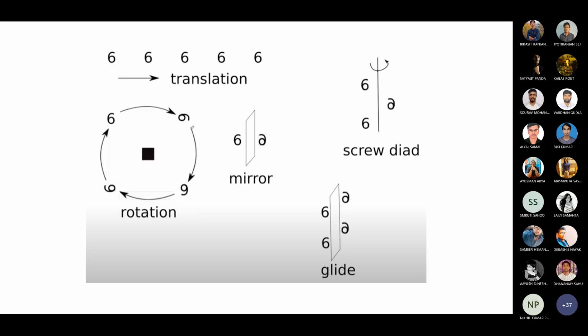Then rotation: after a certain angle, if things are repeating, you see the same thing, then you tell that it is rotational symmetry. And if you have a mirror image of some atom with respect to another atom or certain particles, this is a mirror symmetry. Then screw diad symmetry is where you move like a screw, and diad means 180 degree rotation. And another kind of symmetry is glide symmetry: a mirror image plus a certain periodic distance translation. So these are the basic concepts of symmetry required for understanding this subject.